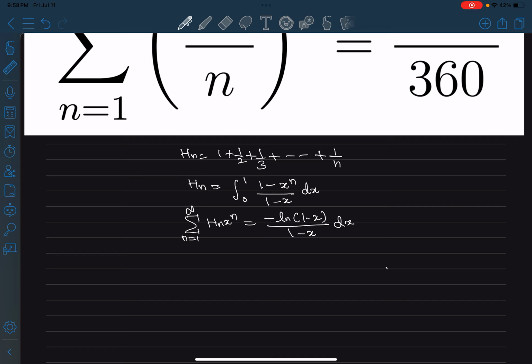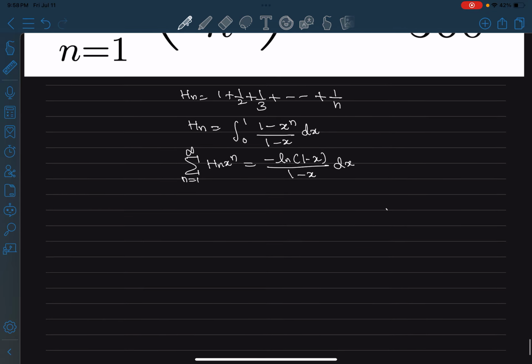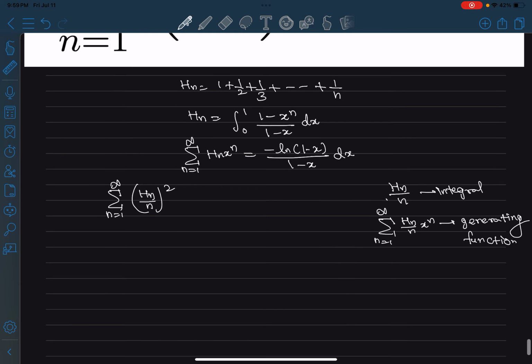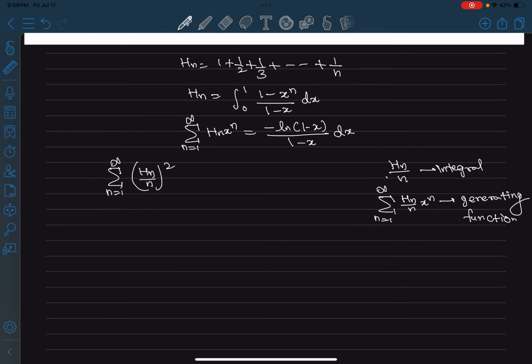Okay, now that you are aware that these things exist, to find the sum from n equals 1 to infinity of H_n over n squared, you write one of the H_n over n factors as an integral, and the other using the generating function. You use both of these so that it simplifies. So let's first find these two expressions.